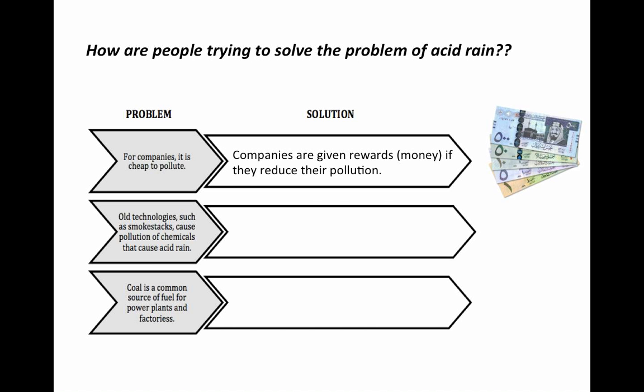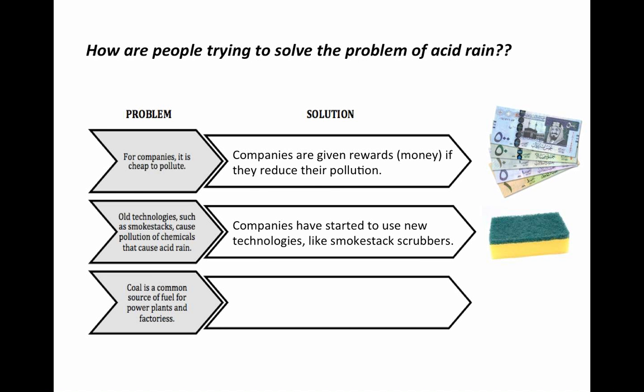Another big problem is that old technologies, such as smokestacks, cause pollution of chemicals that cause acid rain. But people quickly realized that building smokestacks and just transferring the pollution to a different place wasn't a good solution. So to solve this problem, governments have encouraged companies to use new technologies. Companies have started using things like smokestack scrubbers. The scrubbers are sponges that are put inside the smokestacks. They clean the air before it goes out into the atmosphere, taking out a lot of the harmful chemicals. As a result, far less pollution goes into the air. This has been a great way to help solve the problems of air pollution in general, and acid rain in particular.